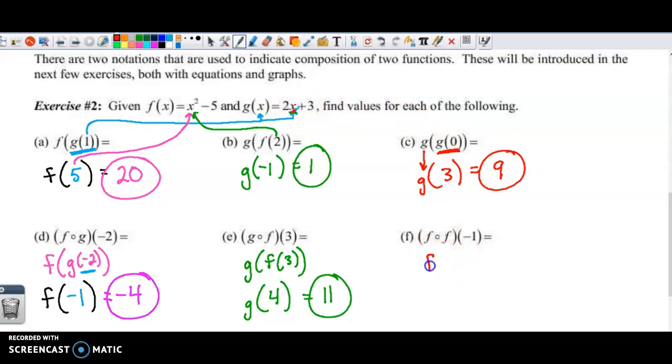F of -1. So go to the f function and plug in -1. Once you square it, you get +1 minus 5 will give you -4. I feel like we already did that one somewhere. I don't know. Maybe we didn't. And then do f of -4. Well, when you square -4, you get +16 minus 5 to give you 11.